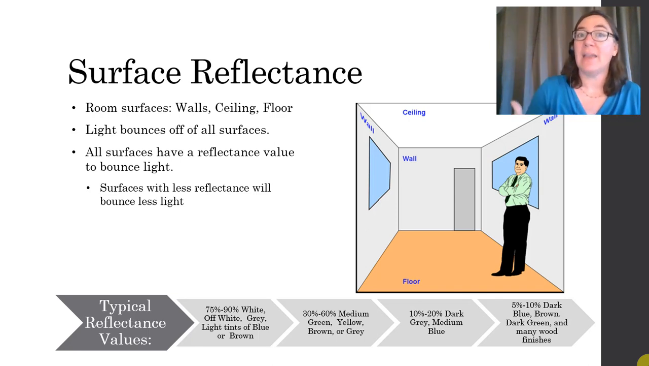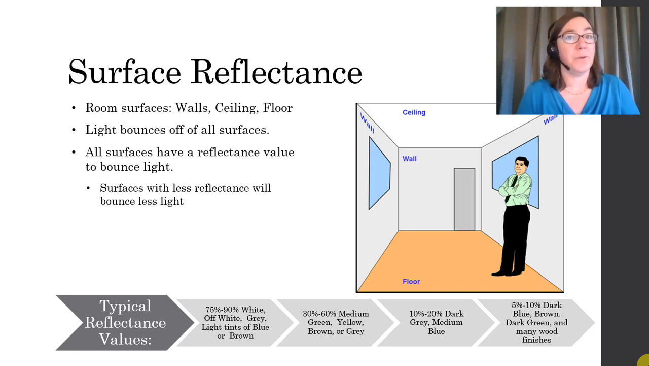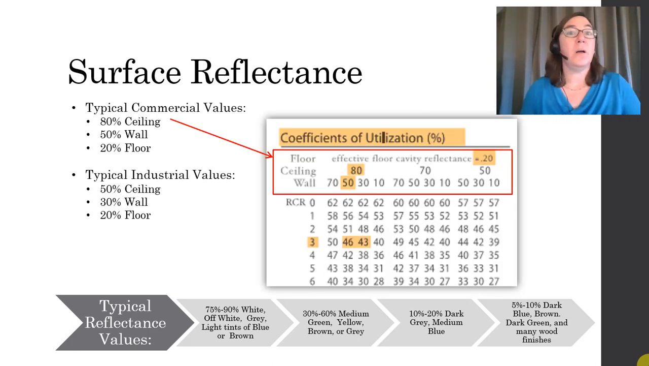Now, you can find the specific reflectance values for your surfaces, and this is a really good idea if you've got anything special. But you can also use some typical values. And if you're doing standard commercial work, your typical values are going to be 80% for the ceiling, 50% for the wall, and 20% for the floor. And if you look closely, in fact, that is what is used in your textbook example: floor reflectance, 20%, ceiling reflectance, 80%, wall reflectance, 50%.